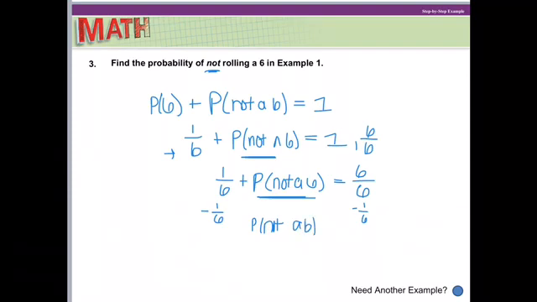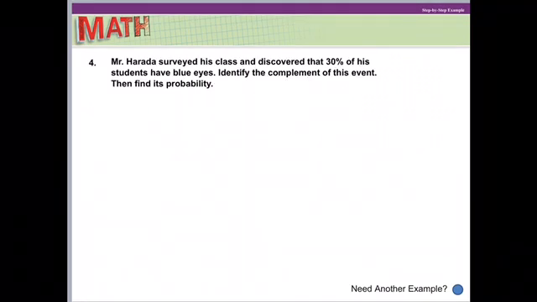equals 5/6. So now looking at those two, you know right away that the probability of not rolling a 6 is a lot higher than rolling a 6, because the probability of not rolling a 6, 5 over 6, is about 83%, or 0.83 as a decimal.